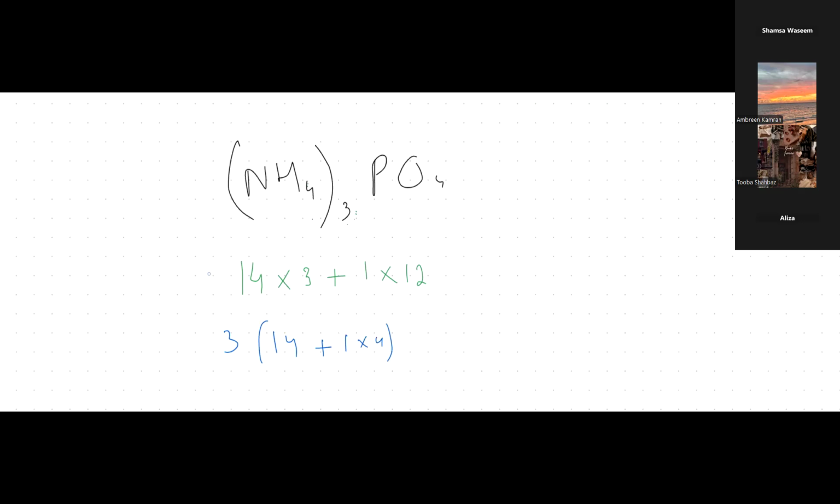Yes, I'm getting it. So now, before writing the next element, that's easy: plus AR of phosphorus is 31, times 1 or just write 31, plus AR of oxygen is 16, and there are 4 atoms of oxygen. If you would have done it this way, plus phosphorus is 31, plus oxygen is 16, and there are 4 atoms. Right? If you calculate and add it together, you'll get 149.